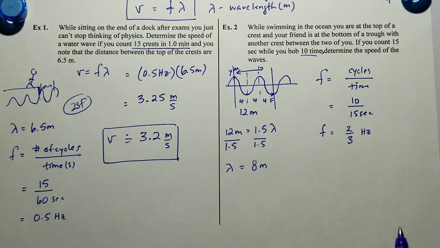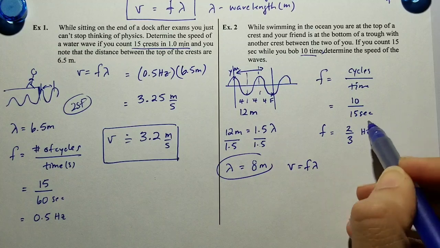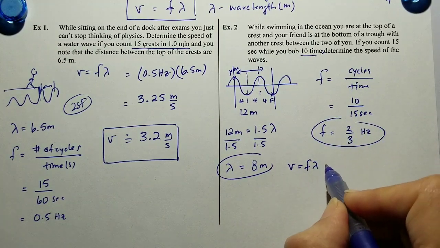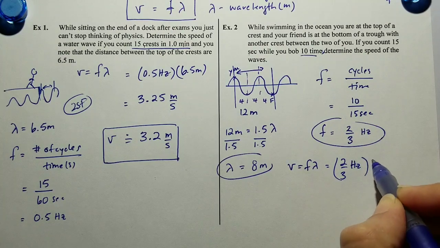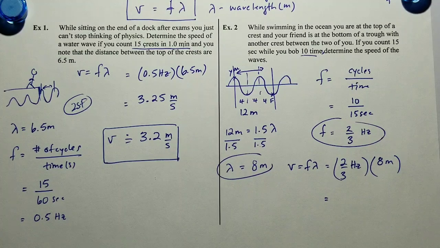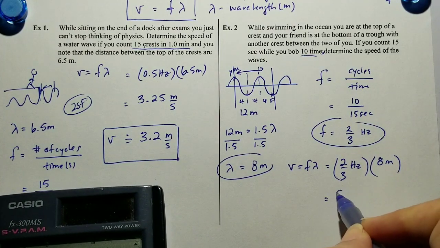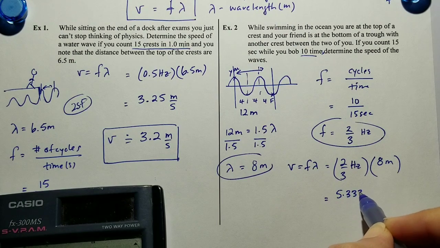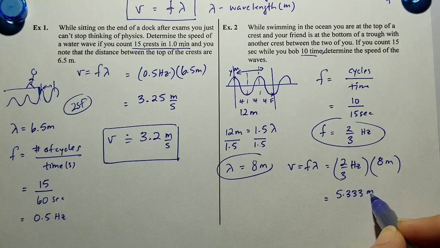Just show your thinking. All right, so now our equation is V equals F lambda, because now we've found lambda, we've found frequency, we can put them together. The frequency is 2/3 hertz. Lambda is 8 meters. All right, so it's going to be 16 divided by 3. Okay, and that's going to be 5.333 repeated. And that's going to be meters per second.